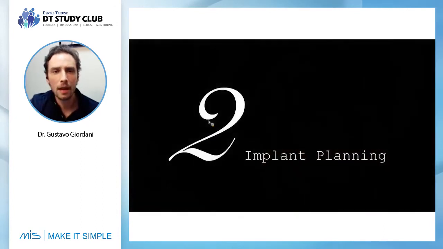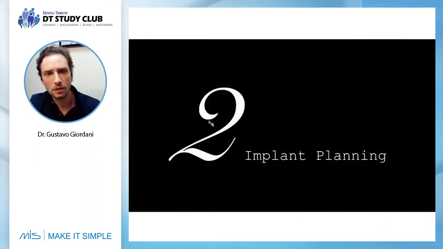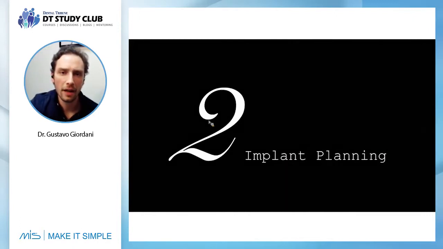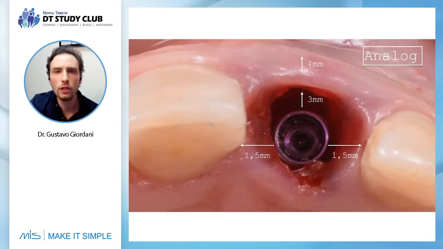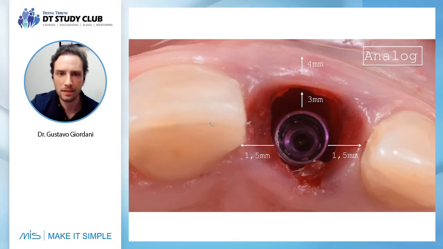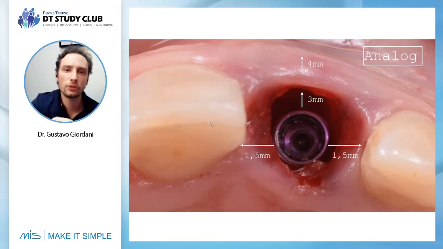So now it's time for step number 2, which is to plan the implant according to this final restoration. What we usually do in the analog way is extract the tooth and place the implant freehand. And what are the measurements that we need to follow? We always need to be at least 1.5 millimeters away from the natural teeth. I mean, in the mesial to distal direction.